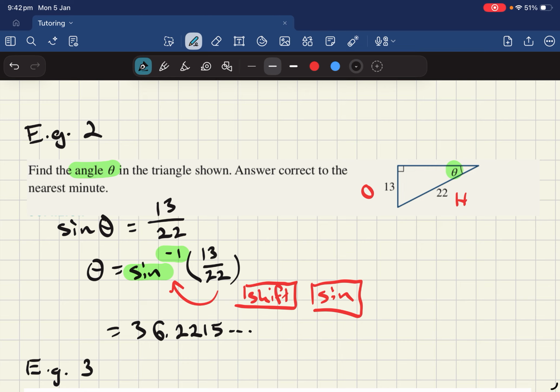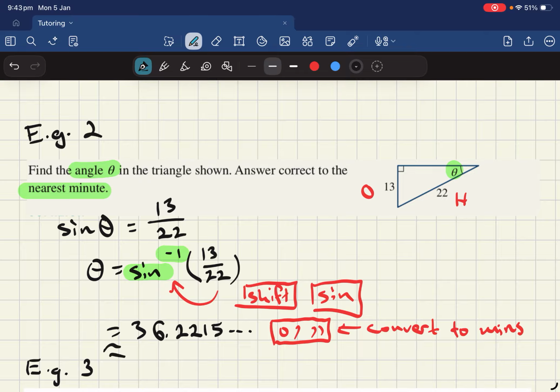This is going to give you 36.2215... Now we're going to talk about how to get this to the nearest minute in a moment. But on your calculators, once you get this, you can press a button which looks like this. It's got a circle, like a degree sign, and one of these apostrophes and then 2 more here. This is your button to convert to minutes and seconds as well. So with this one, we are pressing this button, and we're going to talk about this a lot more, but we have covered it in previous videos.